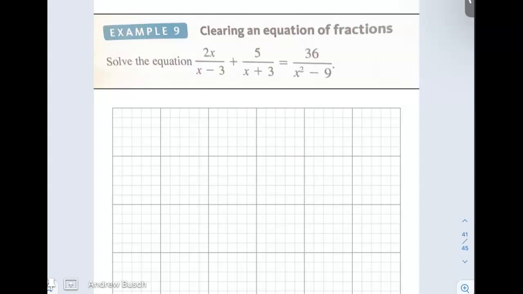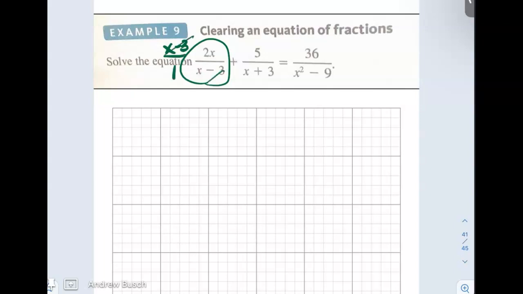Here we're going to solve an equation with variables in the denominator. What you want to do is get those variables out of the denominator. What we did in a previous lesson was, if you focus on that fraction, if I want to get rid of the denominator, I multiply by that over 1 and it cancels.